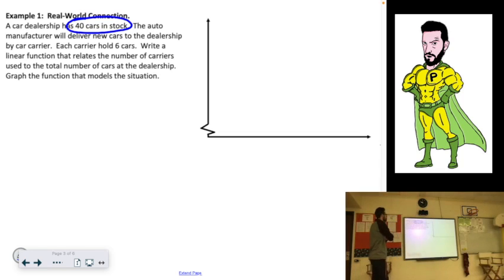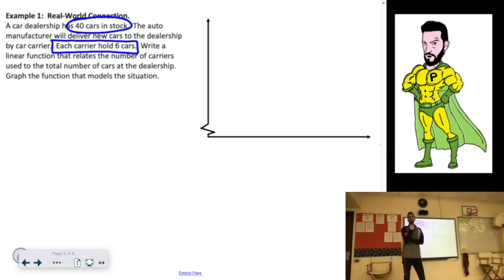Okay. The auto manufacturer will deliver new cars to the dealership by car carrier. Each carrier holds 6 cars. So every time a new carrier comes in, we're getting 6 cars. So our rate of change is 6. It's changing by 6 every time these carriers show up. So that's going to be our slope. It's our constant change.